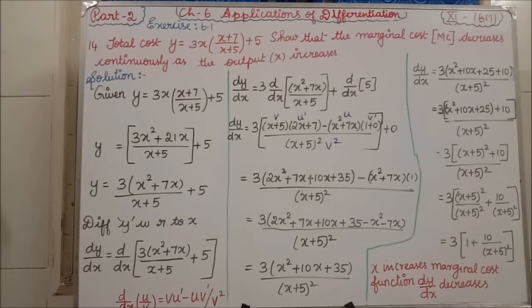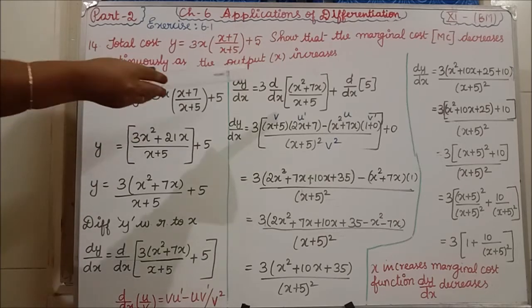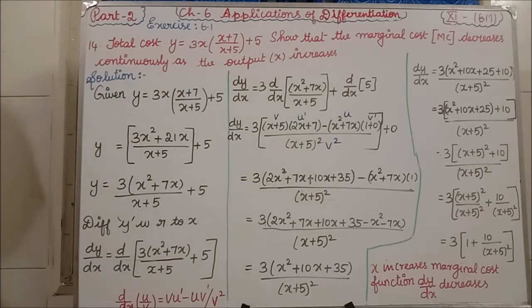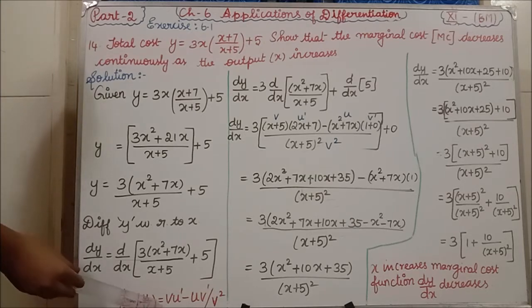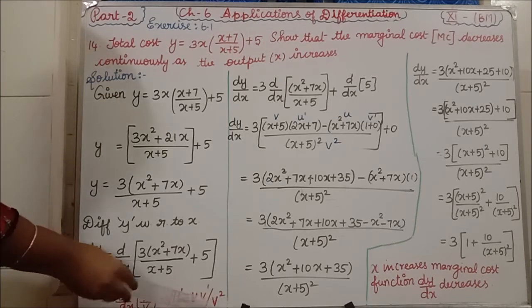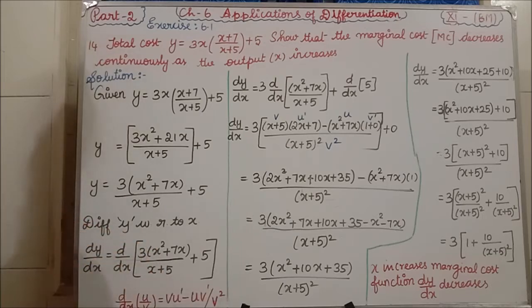Clear all of you up to this? Clear? Now you see here, differentiation of what in fraction we are having. So which rule is this? Quotient rule. Quotient rule, what is the formula? d by dx of u by v is equal to vu dash minus uv dash divided by v square.